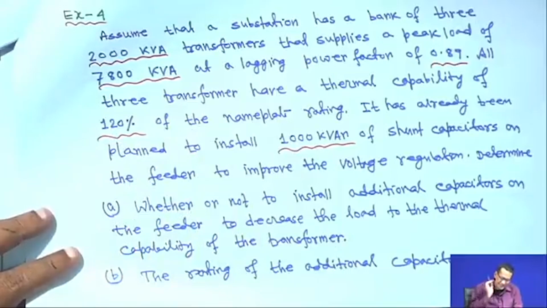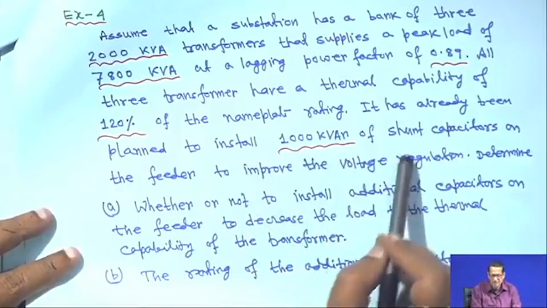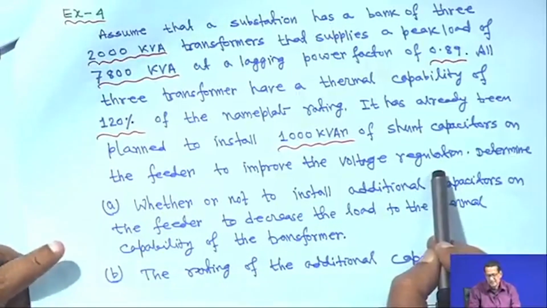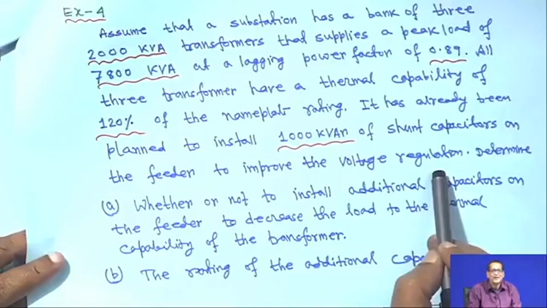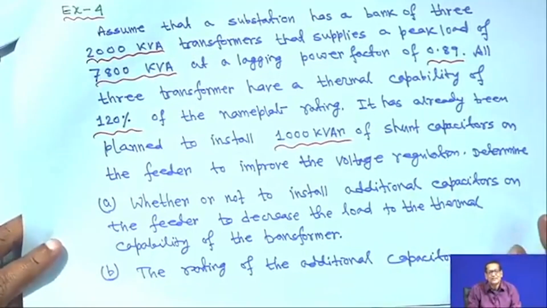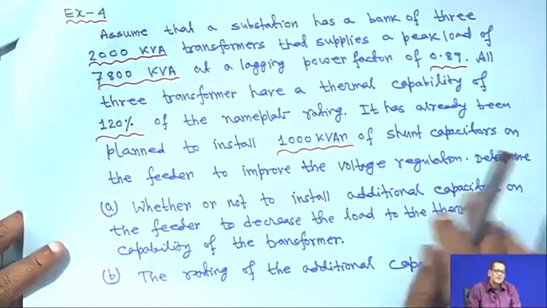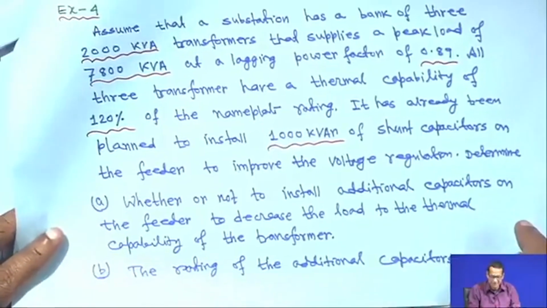It has already been planned to install 1000 kilovar of shunt capacitors on the feeder to improve the voltage regulation. That means that your Vs minus Vr will improve. That means you are trying to improve the transformer voltage regulation, whatever voltage regulation you have studied for the transformer, right.